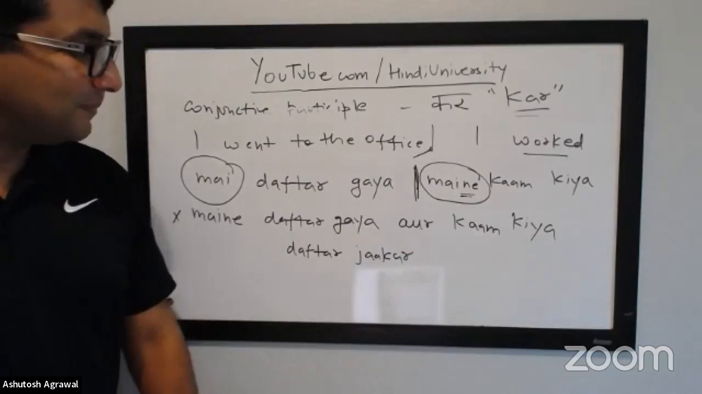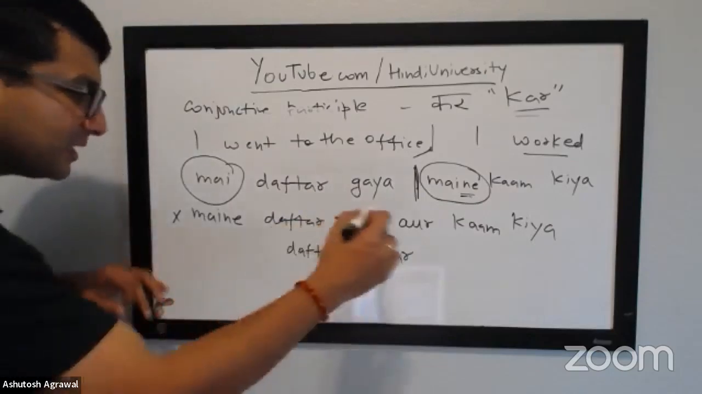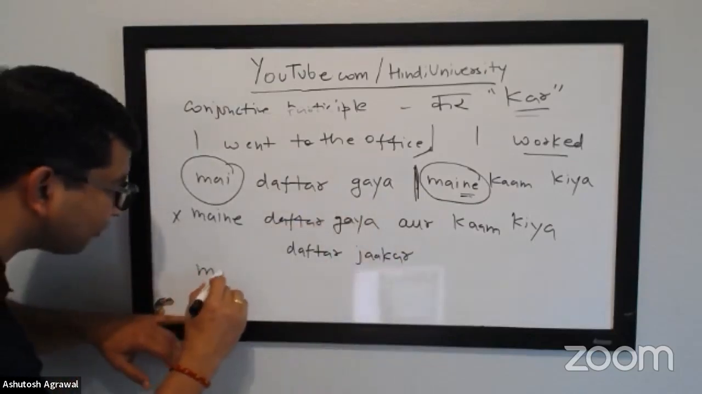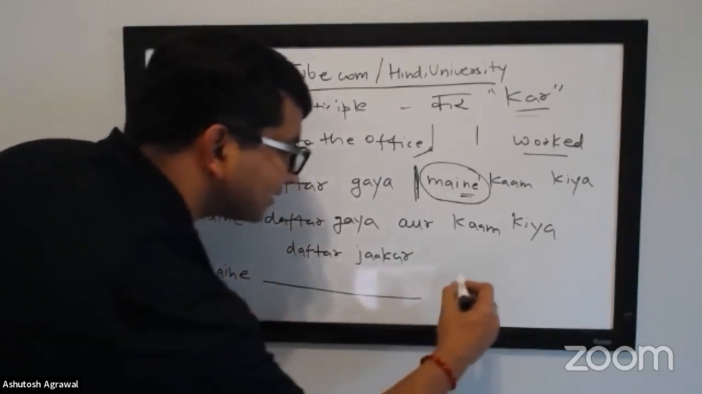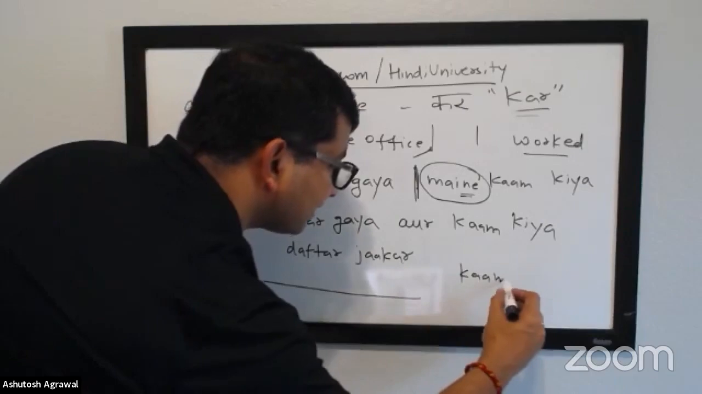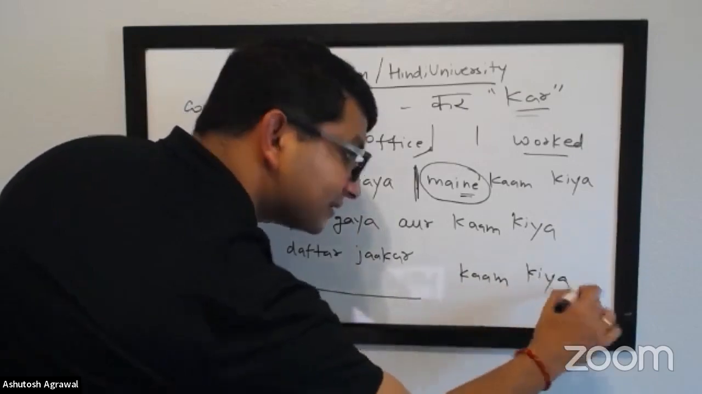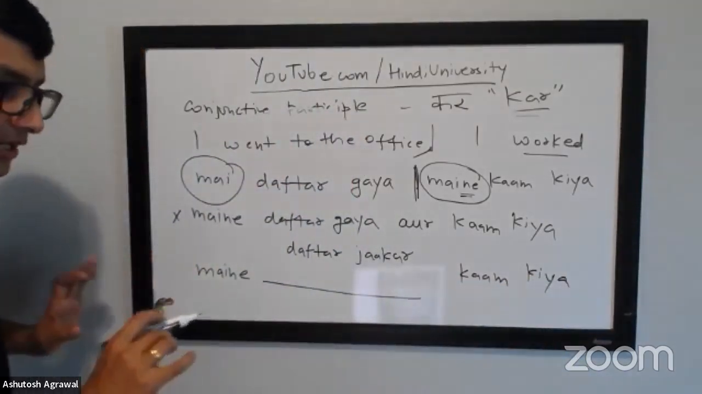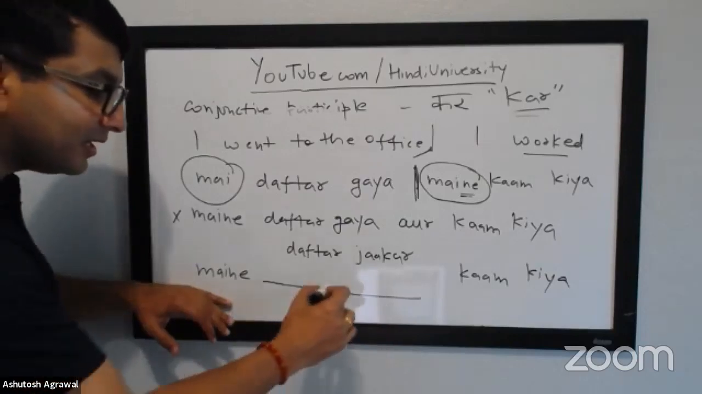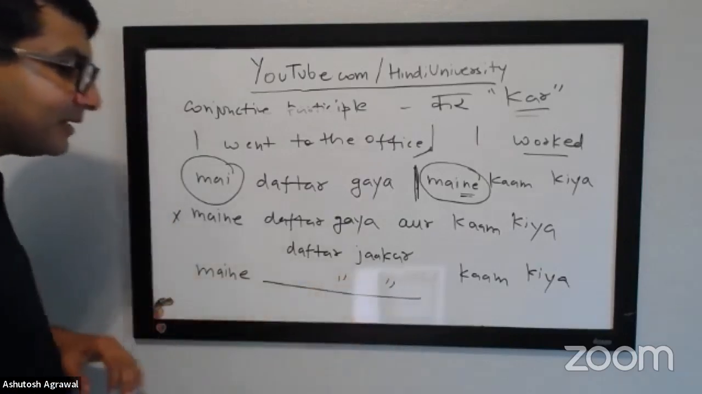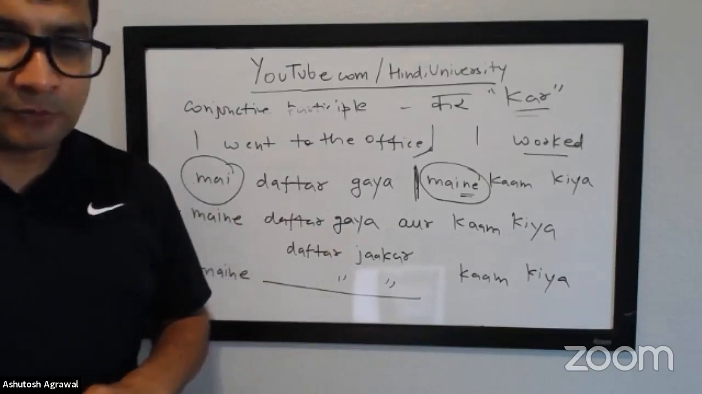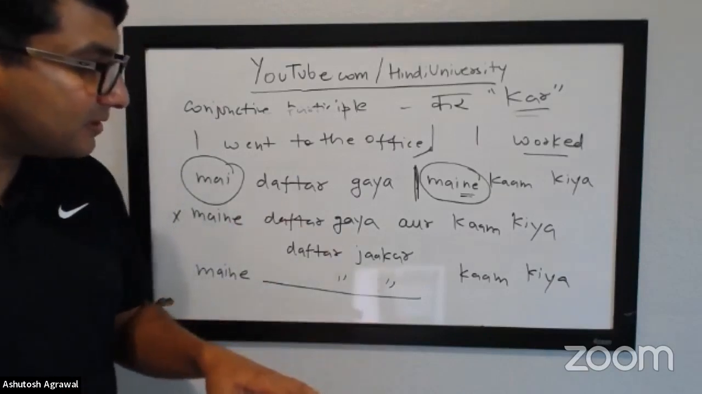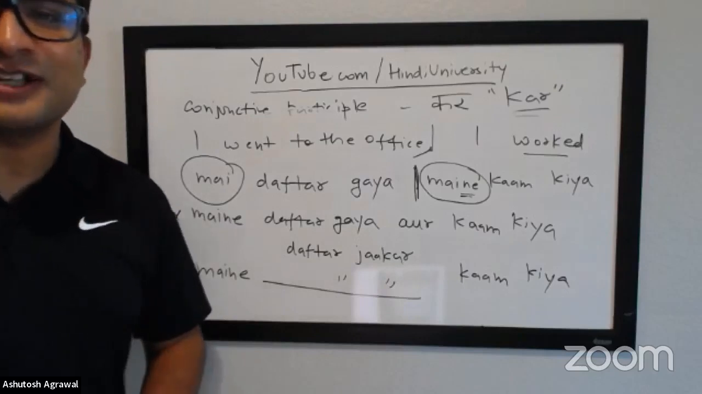Oh, काम किया. Very good, right? What you're doing is writing the second sentence and leaving a blank there. What you're saying is मैंने काम किया, right? This is correct. So far, no dispute on that. That's what you want to say. मैंने काम किया, and all you're doing is filling the blank in here. मैंने दफ्तर जाकर काम किया. Okay? मैंने दफ्तर जाकर काम किया. Very good.